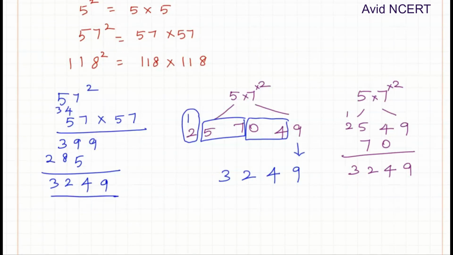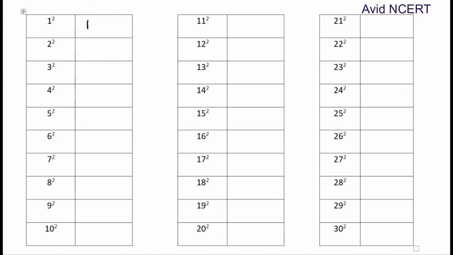I would like to share some of the methods which I use to remember the squares of a number. We all know 1 square is 1 times 1, which equals 1. 2 square is 2 times 2, which is 4. 3 square is 9, 4 times 4 is 16, 5 times 5 is 25, 6 times 6 is 36, 7 square is 49, 8 square is 64, 9 square is 81 and 10 square is 100.